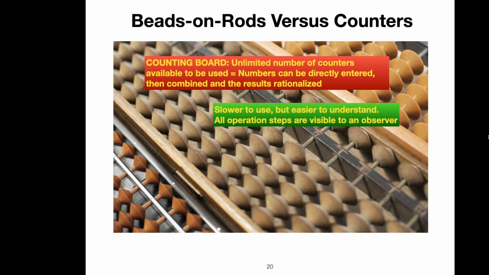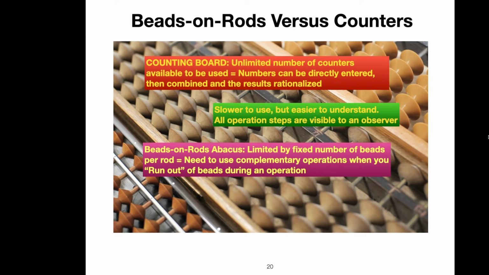It's a little slower in actual operation than the bead on rod abacus. But one of the vital things about this kind of abacus is that all the operational steps are visible to an external observer. There's nothing mentally performed. Everything is performed in the open, so there's a sense of trustworthiness with using the counting board, which is very important in cultures where different parts of the culture didn't trust each other very much back then.